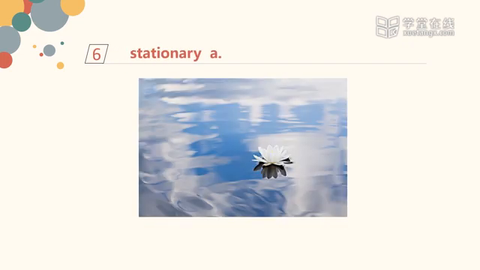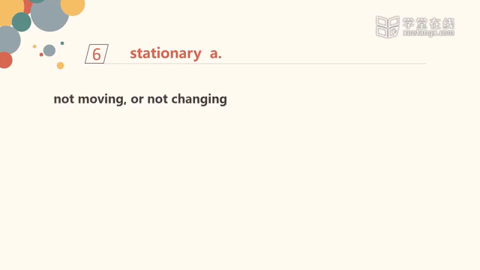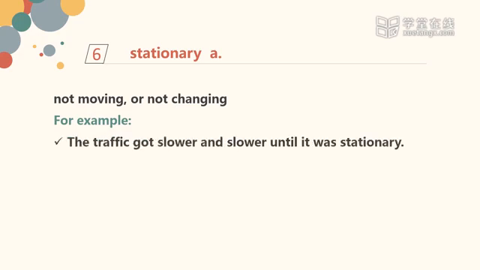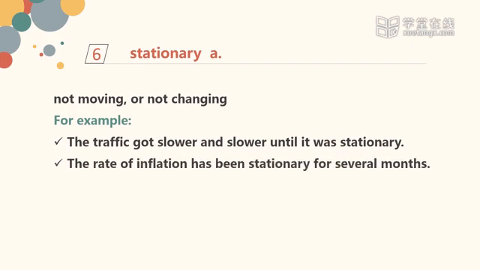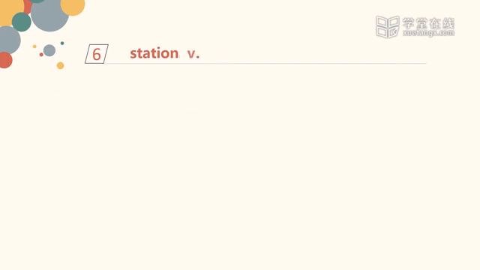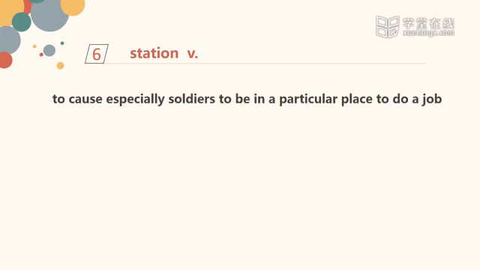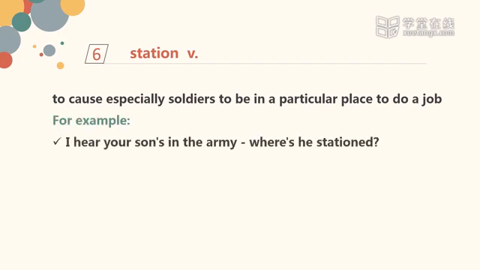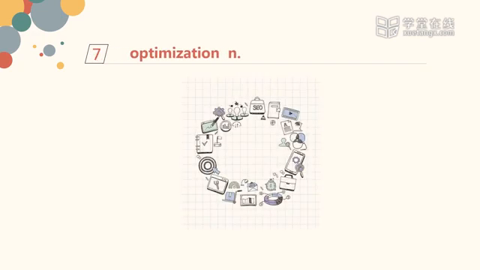Number 6. Stationary. Not moving or not changing. For example, the traffic got slower and slower until it was stationary. The rate of inflation has been stationary for several months. Station. To cause especially soldiers to be in a particular place to do a job. For example, I hear your son's in the army. Where is he stationed?